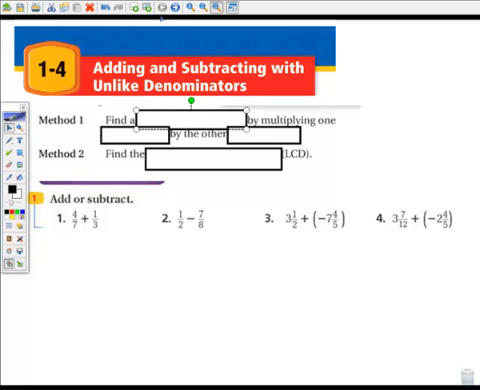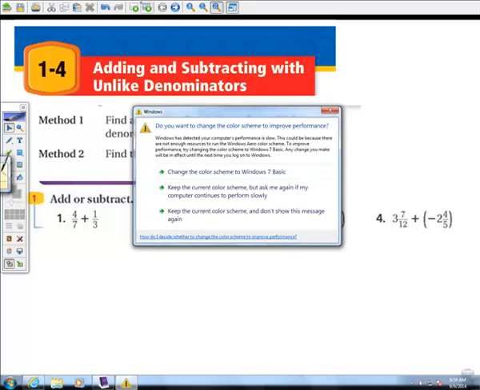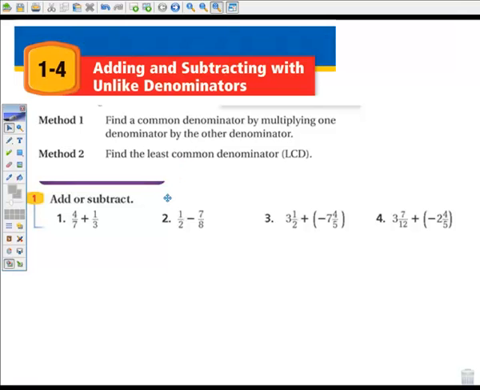You can first find the common denominator by multiplying one denominator by the other denominator. That's a quick and easy way to do it. Or the second method, you can find the least common denominator, and we'll take it from there. I'll show you both methods and you can choose whichever one you feel more comfortable with.